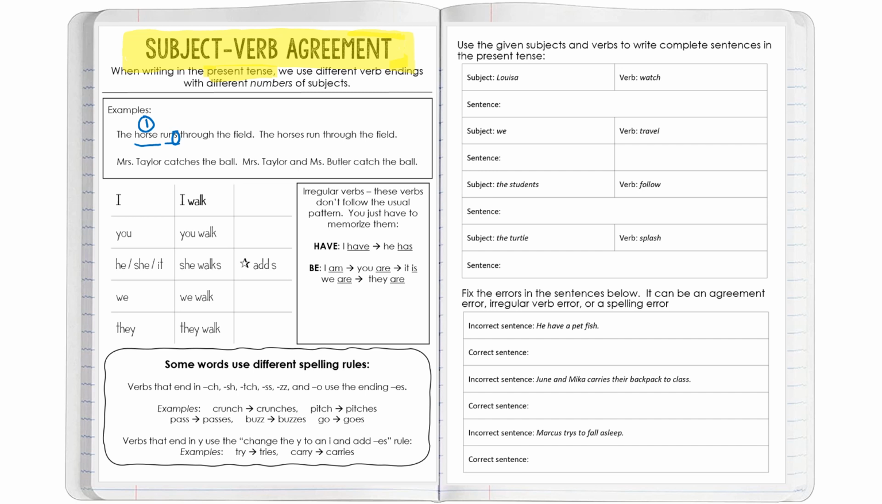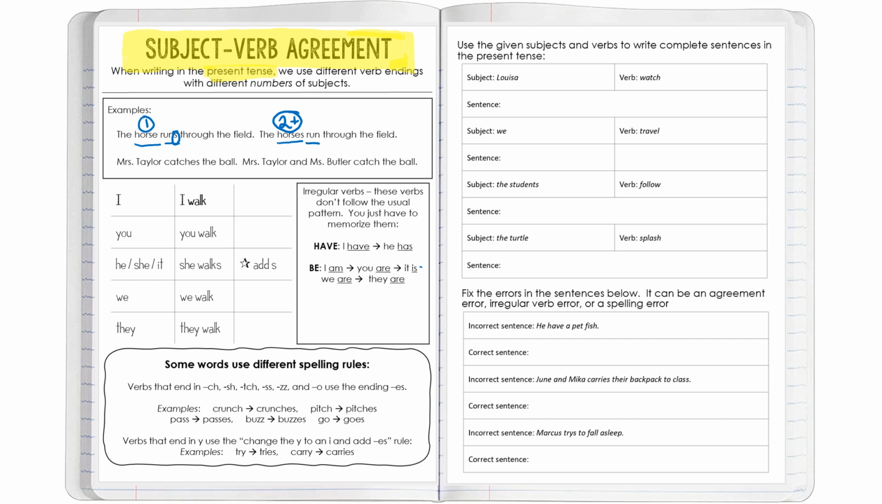The next sentence tells me the horses run through the field. If it says horses, I know I'm talking about two or more things doing the action. Since I have two or more things, I don't use the S on runs. It's just the word run. So I've got two sentences. The first one, the horse runs through the field. And in the second sentence, the horses run through the field.